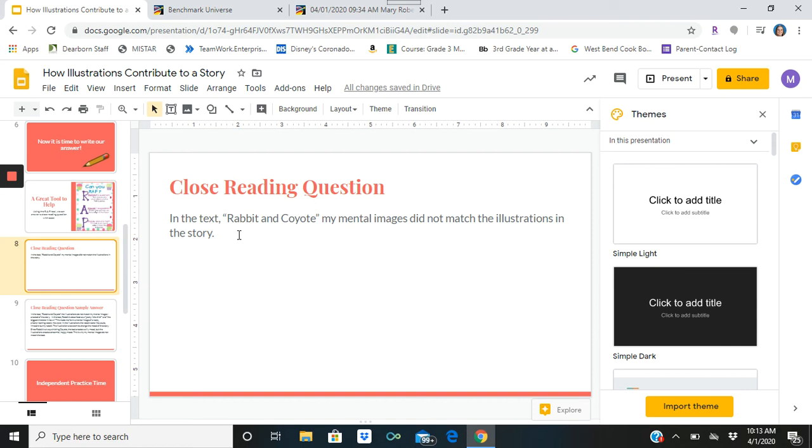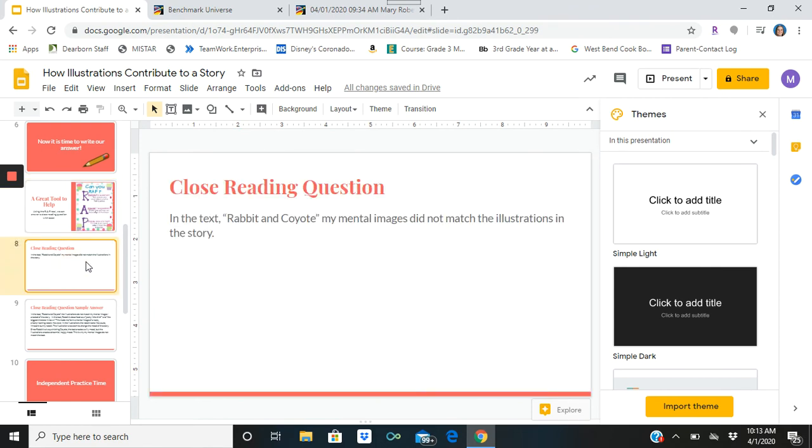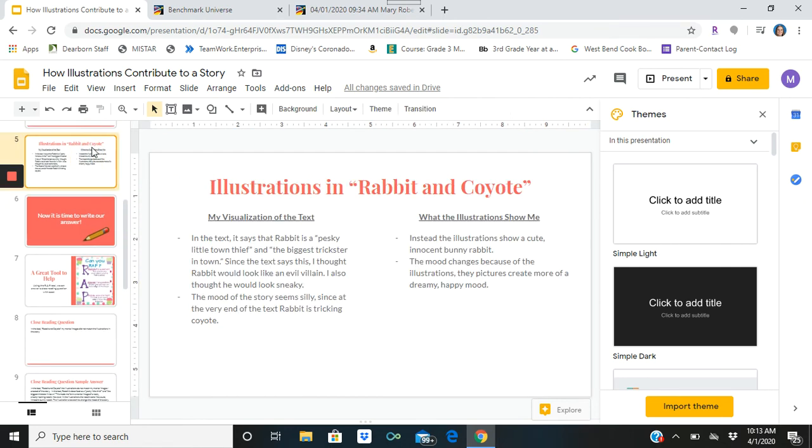I've restated the question. I'm going to prove it with 2 examples. Okay, and if you ever need help, go back to this poster. It gives you extra details on how you're supposed to answer it. So I have to prove my point about how it didn't match. Because I wrote up here, I'm going to go back and look at how it didn't match.